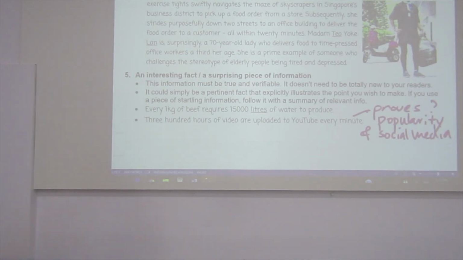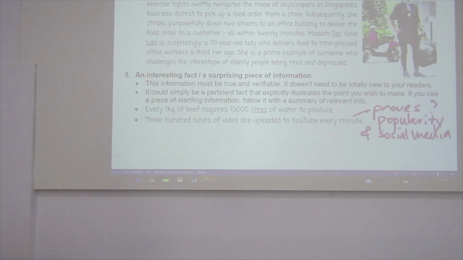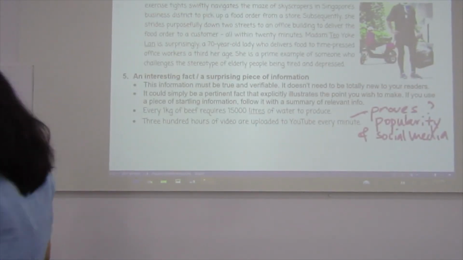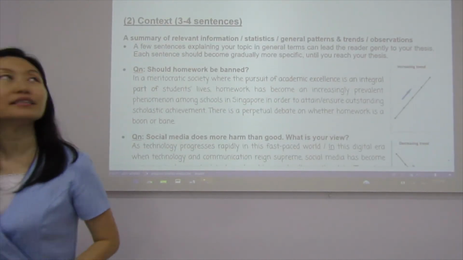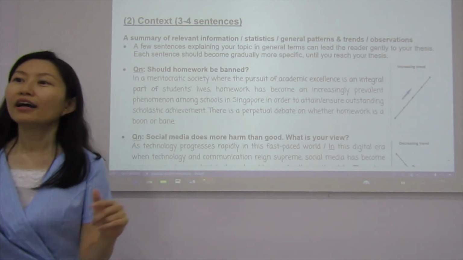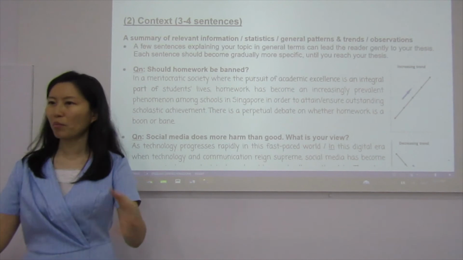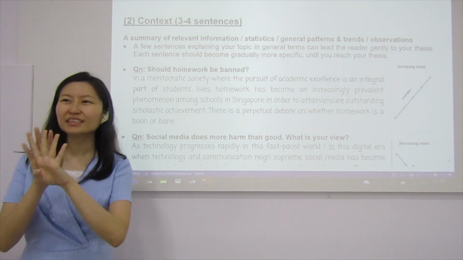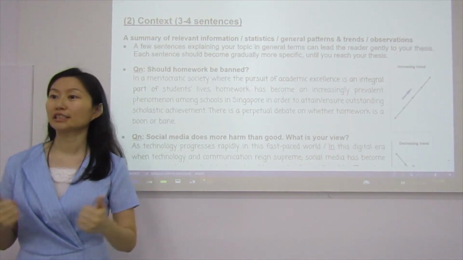The next segment will be about writing what? Context. Very good. Alright, the next segment after our A, attention grabber, is our C, context. Usually, the context is about 3 sentences. If you want to write more, that's fine. But you need to aim for maybe around 3 to 4 sentences to be safe. So, what do we write in these 3 to 4 sentences?